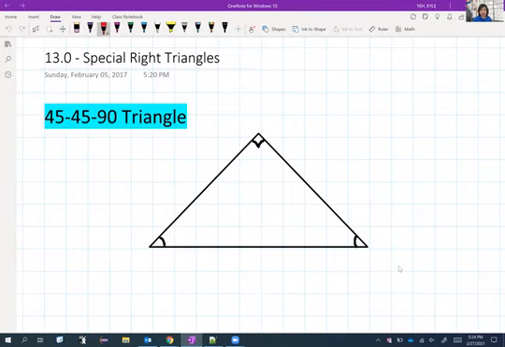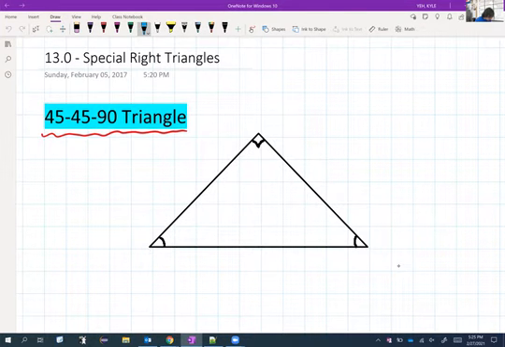So you might have heard of special right triangles before. We're going to go through them. I think that's why it's not technically covered in our textbook. They assume you know it. We're just going to make sure right now. So there are two special right triangles that we are going to focus on. The first one is called the 45-45-90 triangle.